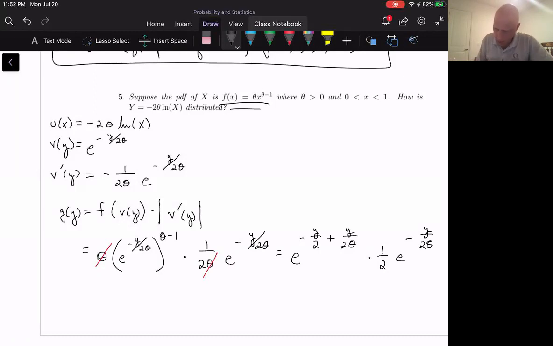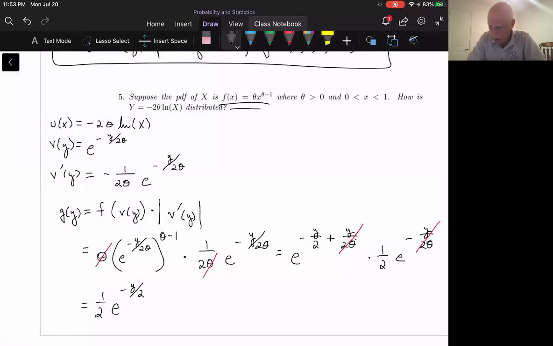So when you add them, hopefully you see that this positive y over 2 theta is going to cancel out with this negative y over 2 theta, which leaves us with 1/2 e to the negative y over 2. And then you think about the support.